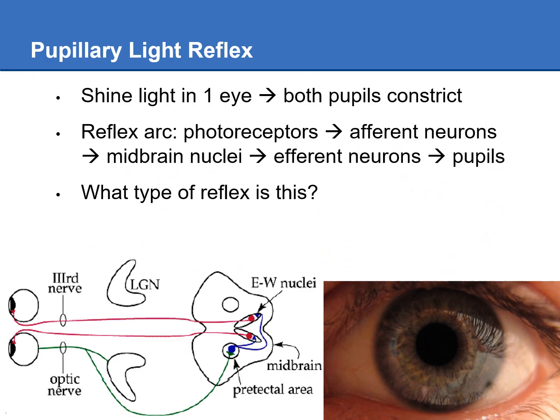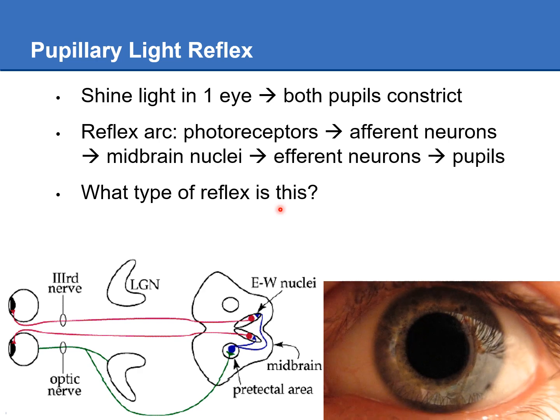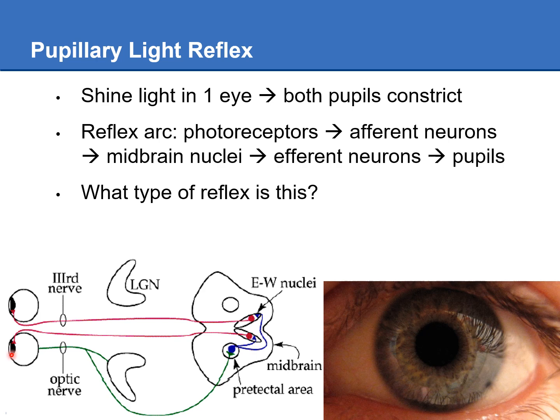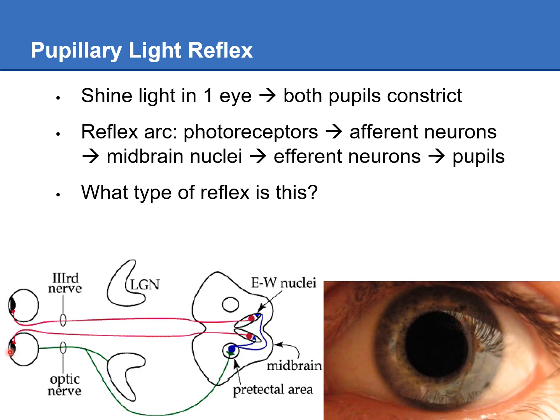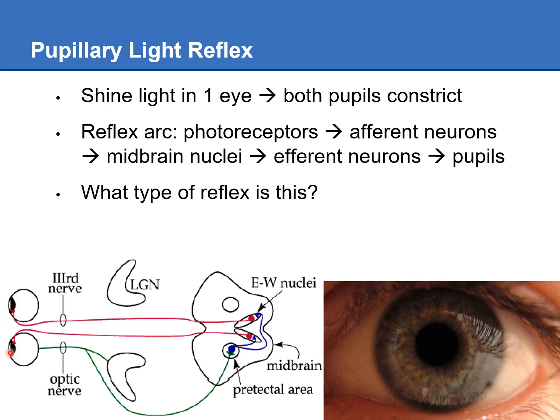Okay, and our last reflex, this is the pupillary light reflex. And you can try this one at home. If you take a little pen light and if you shine the light in one eye, okay, so maybe we shine it in this bottom eye, then both pupils actually end up constricting. So not just the one, but you end up constricting both pupils.